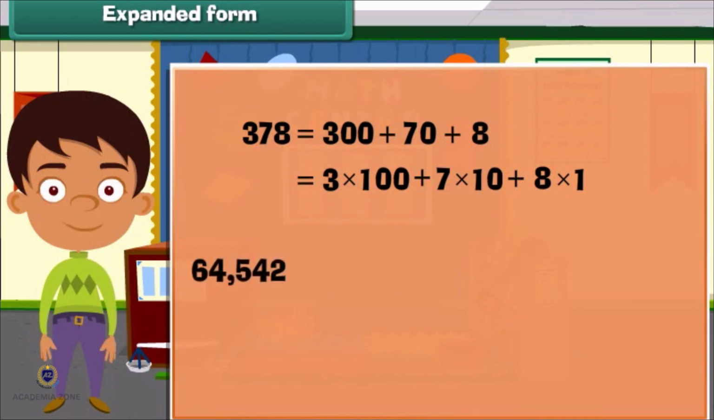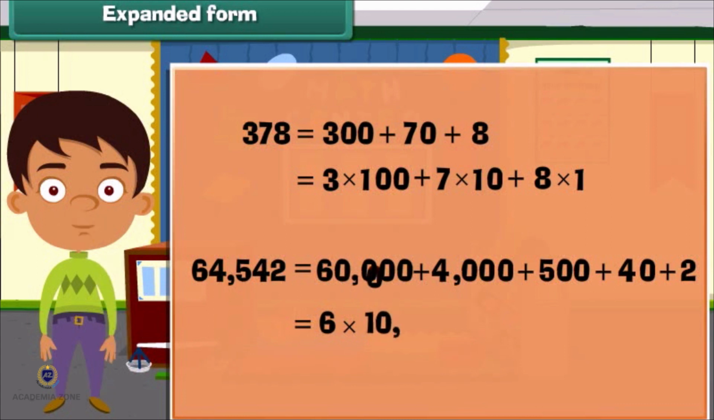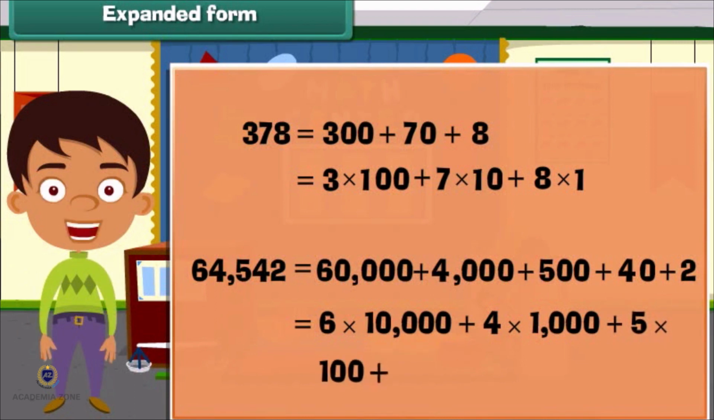Now let us write 64,542 in the expanded form. 64,542 is equal to 60,000 plus 4,000 plus 500 plus 40 plus 2, which is equal to 6 into 10,000 plus 4 into 1,000 plus 5 into 100 plus 4 into 10 plus 2 into 1.